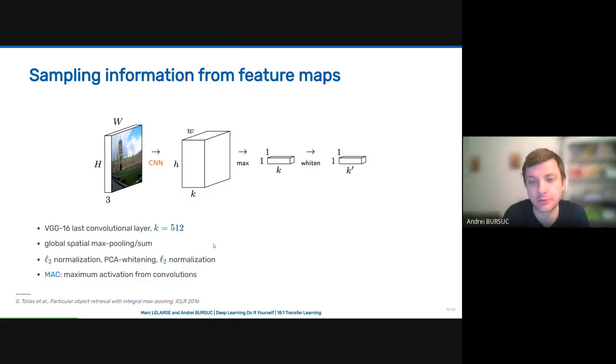We can do some other post-processing tricks, as is common in this area. The most important one is L2 normalization. We want to normalize our vectors to have an L2 norm of 1, and this allows better comparison between the vectors of the dataset. What also helps is to do PCA and whitening to decorrelate the dimensions of these vectors and then normalize again. We call this approach MAC, maximum activation of convolutions.